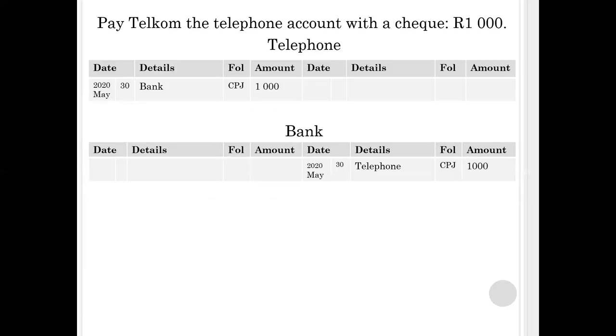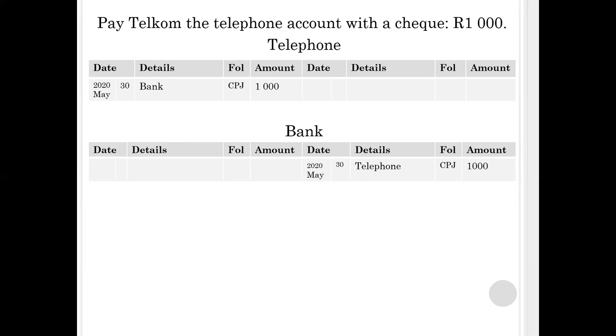Another example, and again, you will see I've put both friends here. Pay the telephone account, pay Telkom, with a check, 1,000 Rand. So what are the two important things now from the transaction? Firstly the amount, that's 1,000 Rand. Secondly, what is this transaction all about? It's about the telephone account.